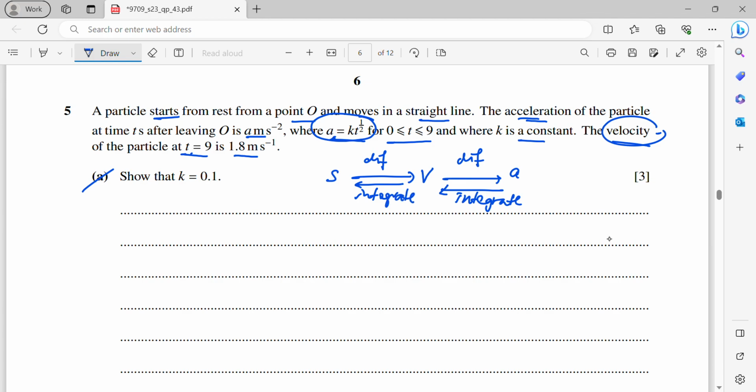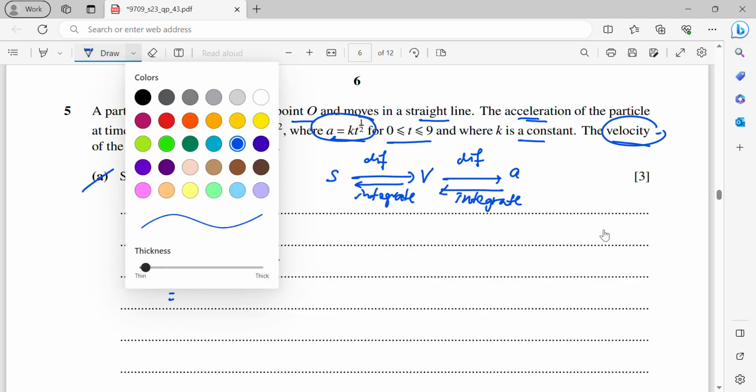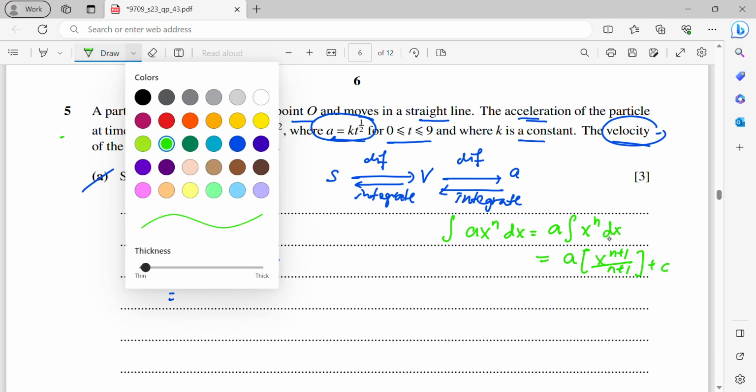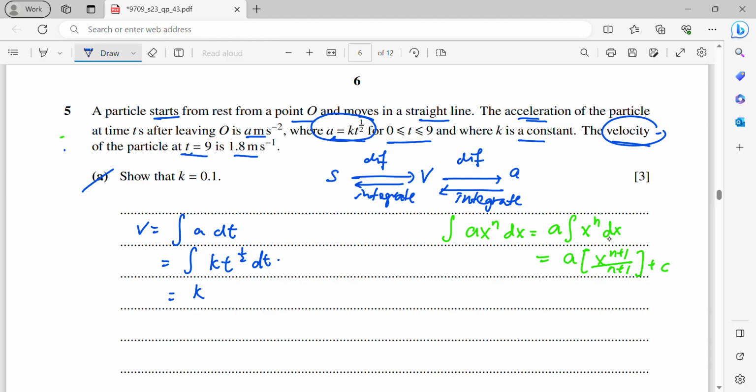Okay, so now I will write my v is basically integrate a dt. So replace the a by kt to the power of half dt. When you need to integrate, remember the formula. So integrate, let's say ax to the power n dx. a is a constant, so you take out the a, it will be x to the power n. Then here is going to be a, then x to the power of n plus 1 over n plus 1, followed by plus c. So this is the integration formula. Therefore, I factorize a k. Integrate k times t to the power of half. It will be t to the power of 3 over 2 because you add 1 to the half. Then divide by 3 over 2 means it is the same as times 2 over 3, plus c.